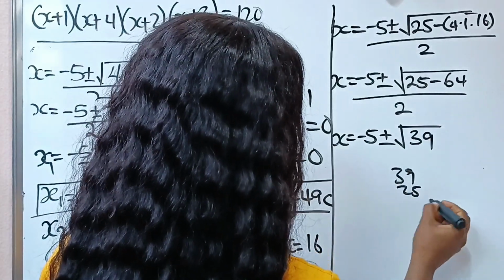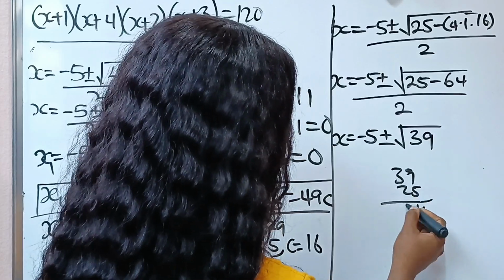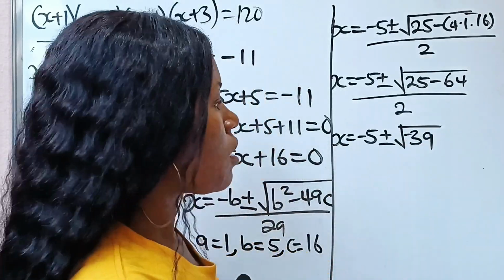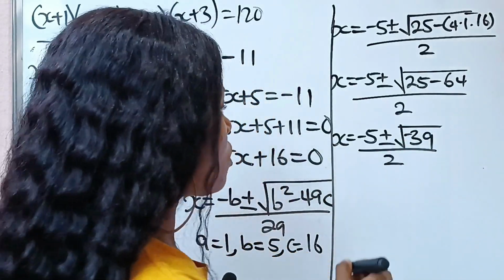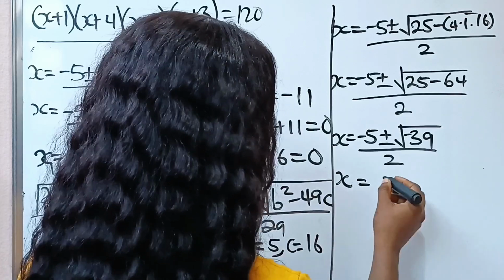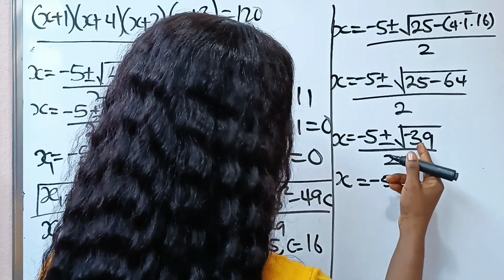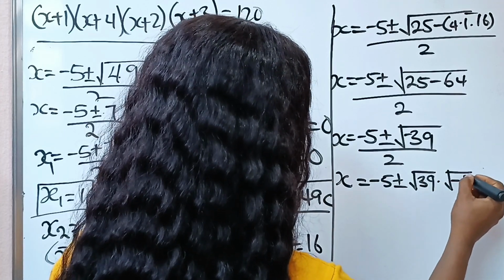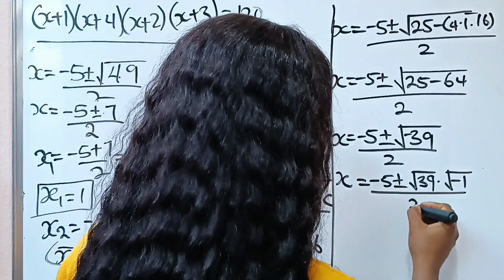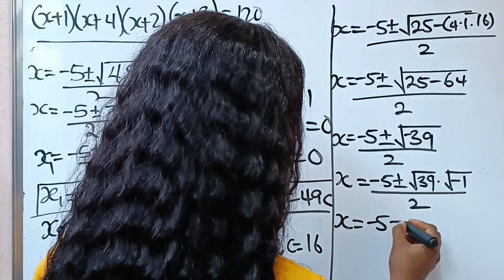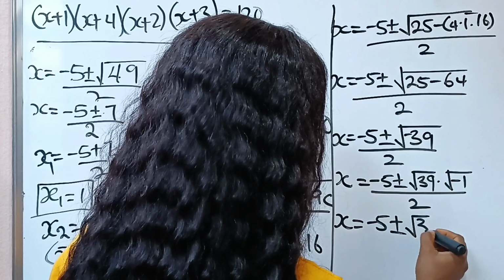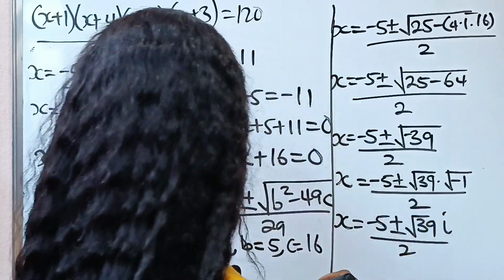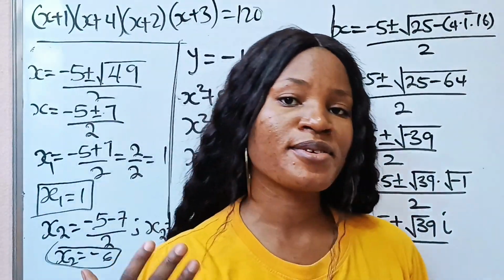Wait, let me be sure. 9 plus 5 is 14, you carry 1. Yeah, so it's 64 minus 25, which is 39, divided by 2. So we have that x is equal to minus 5 plus or minus the same thing as the square root of 39 multiplied by the square root of minus 1, divided by 2. So our x is minus 5 plus or minus the square root of 39 times i. The square root of minus 1 is what? i, divided by 2. Okay, now recall we are going to substitute our values into the equation.